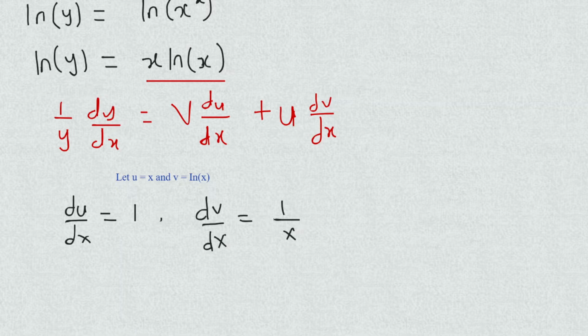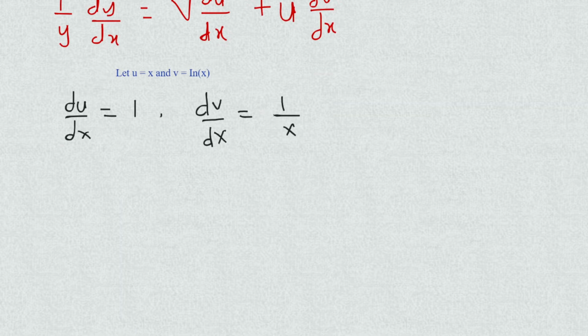Now I'm going to differentiate u equals x with respect to x, so my du/dx is equal to 1. I will do the same for v equals ln x, so that my dv/dx is equal to 1 over x. Now the next thing I'm going to do is input these into this expression.